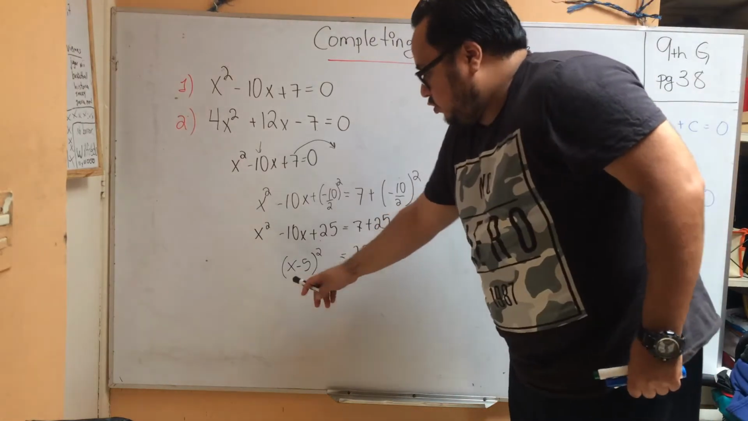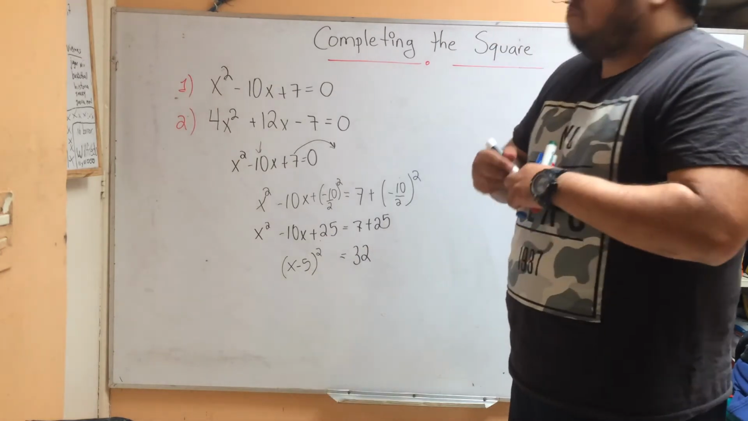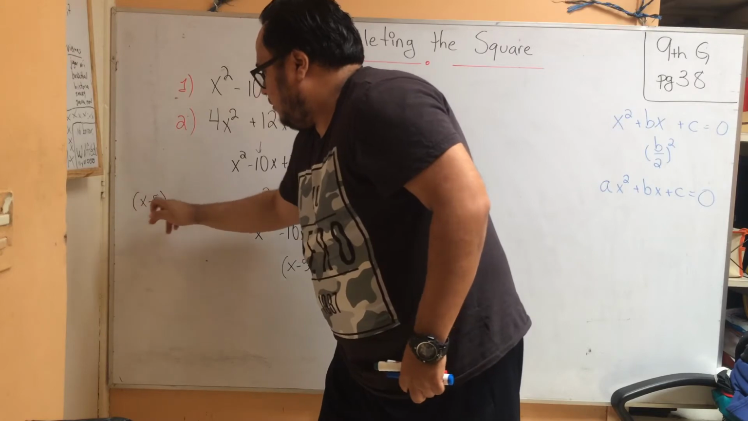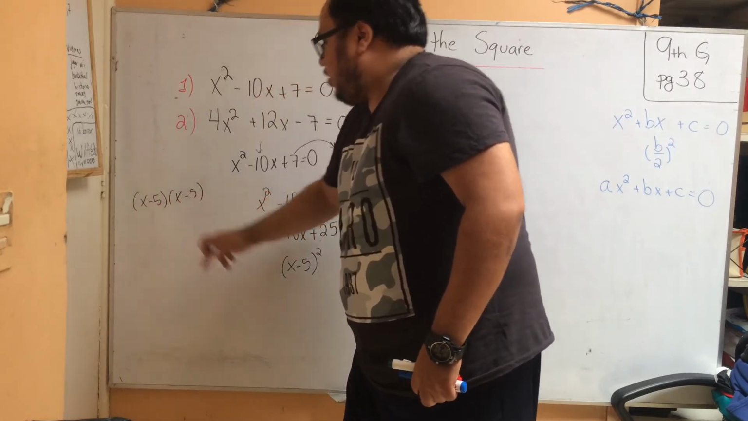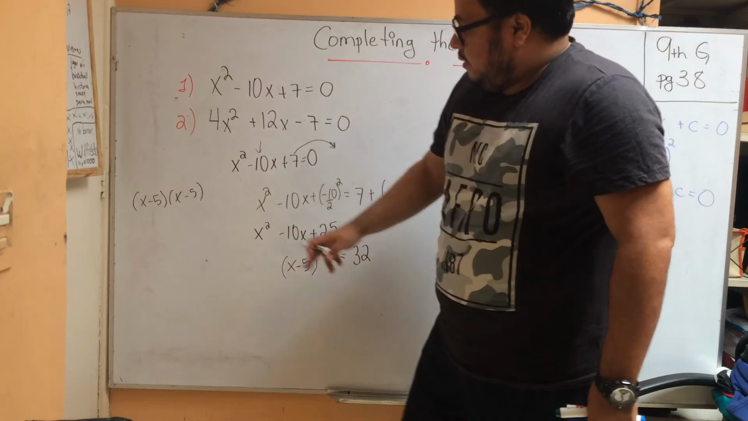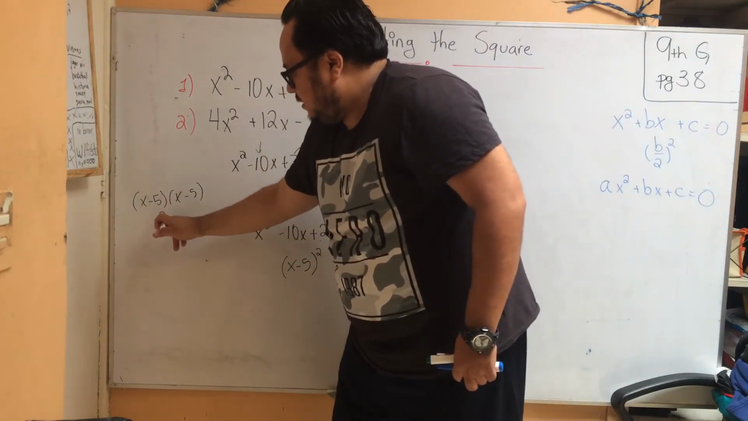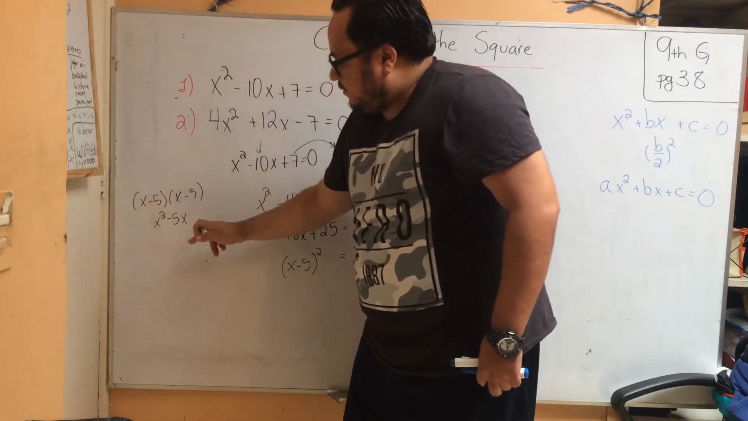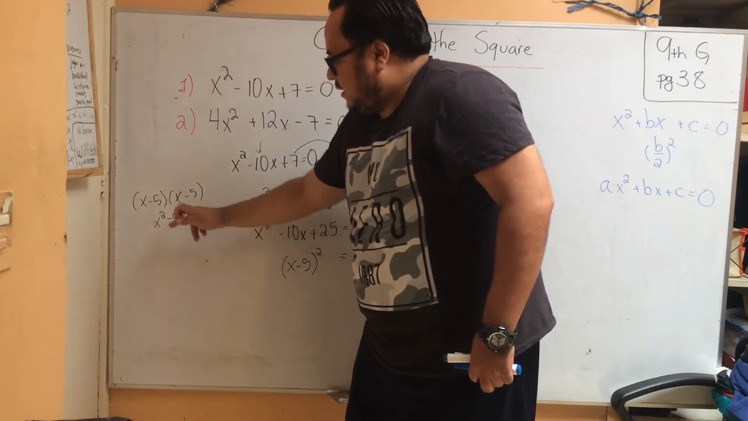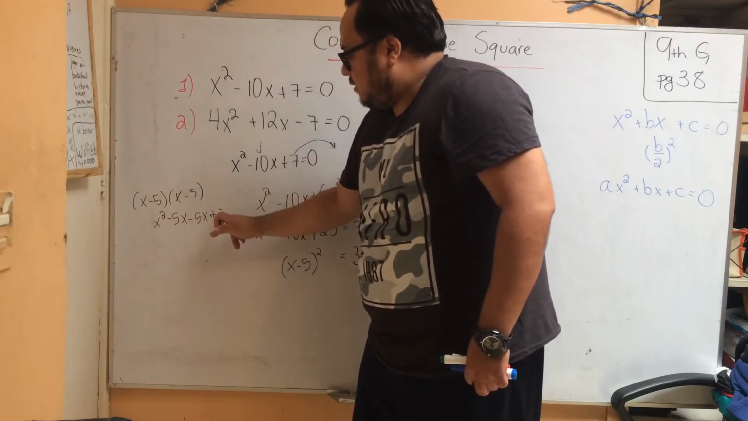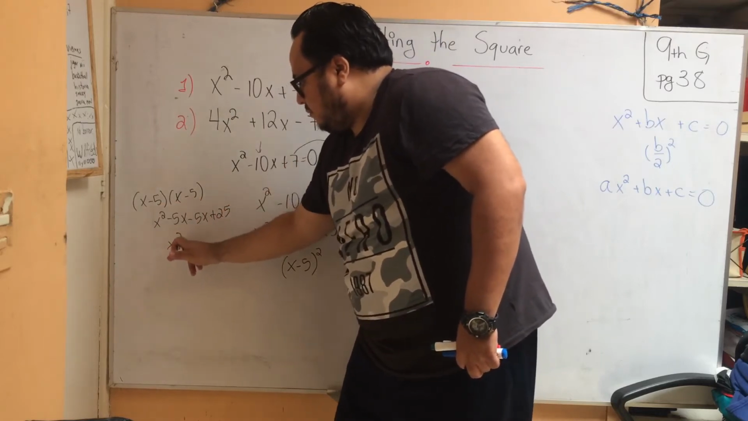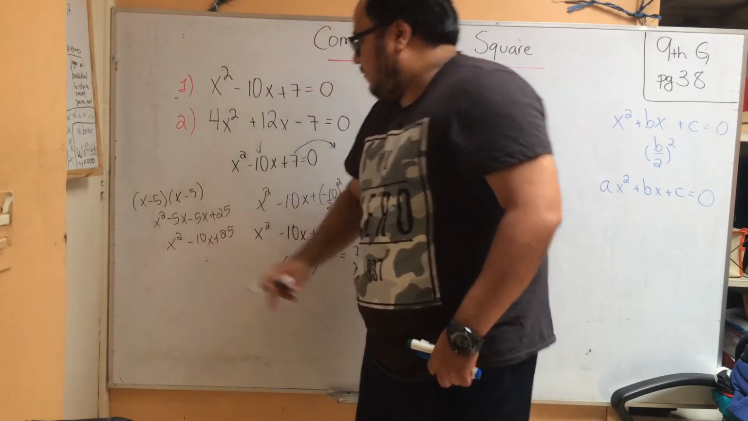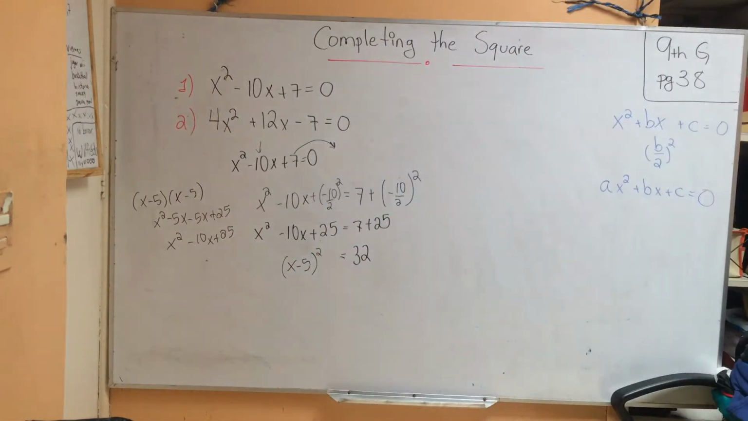So how do we know that x minus 5 squared is this? Let me put it here quickly so that we can check. How do we know that this is a perfect square? Because x times x is x squared, x times minus 5 is minus 5x, minus 5 times x is minus 5x, and minus 5 times minus 5 is plus 25. So x squared minus 10x plus 25. If you notice, it's the same thing.